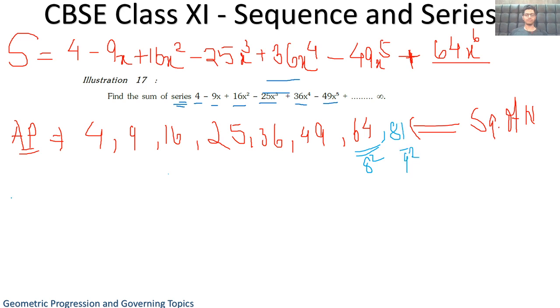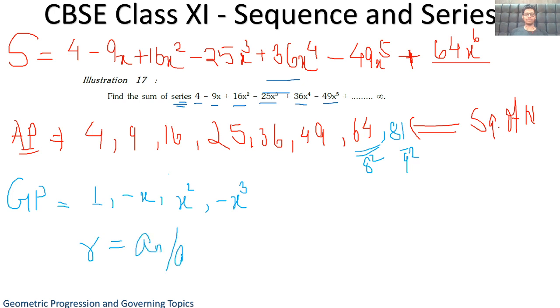Now here comes the interesting part. When it comes to the GP, we have 1, then minus x, then x square, then minus x cube. When it comes to finding the value of r, it is nothing but the succeeding term by the preceding term, so a_n by a_(n-1). Let's say this is the first term and this is the second term, so we pick minus x by 1. From here the common factor is r. Any doubts so far? All good?